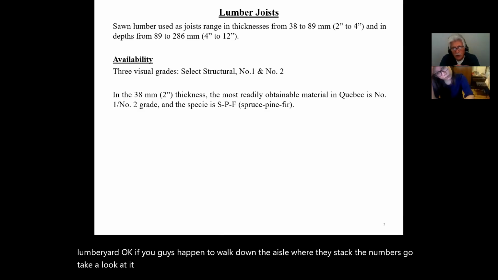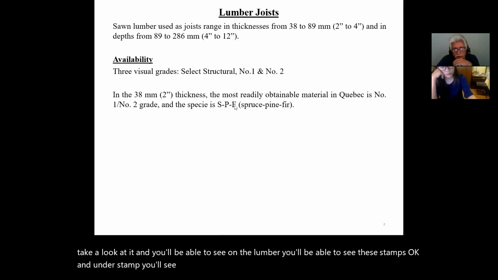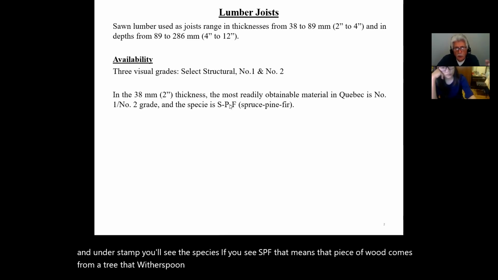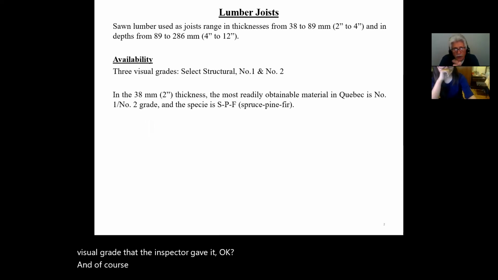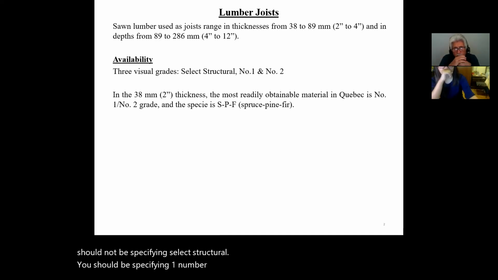You'll be able to see these stamps on the lumber, okay? And on the stamp, you'll see the species. If you see SPF, that means that piece of wood comes from a tree that was either a spruce, a pine, or a fir tree. And number 1 and number 2, that's the visual grade that the inspector gave it. And of course, if ever you're doing anything in Quebec, when it comes to floor joists, you should not be specifying select structural. You should be specifying number 1, number 2, and of course, the species is SPF, spruce, pine, fir.